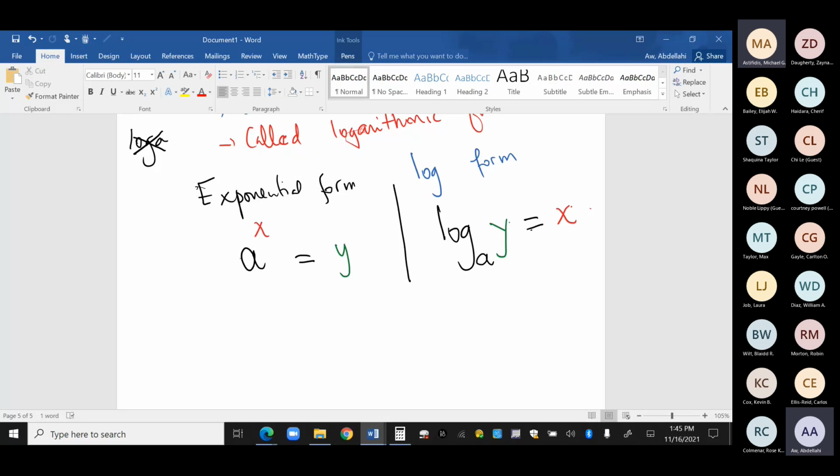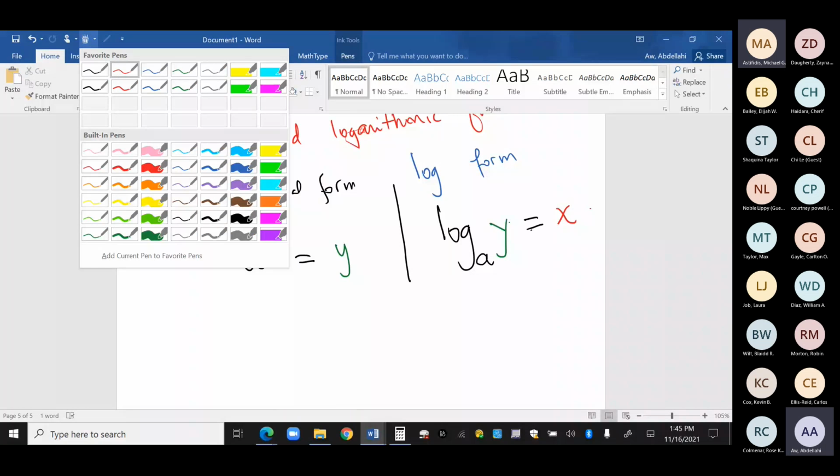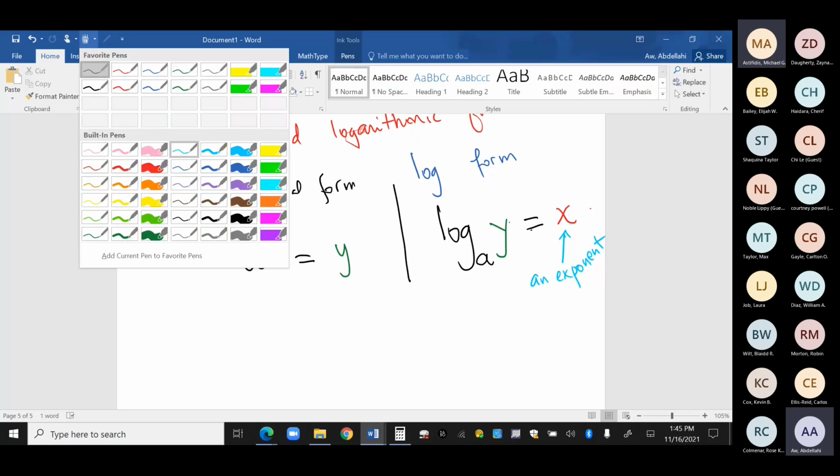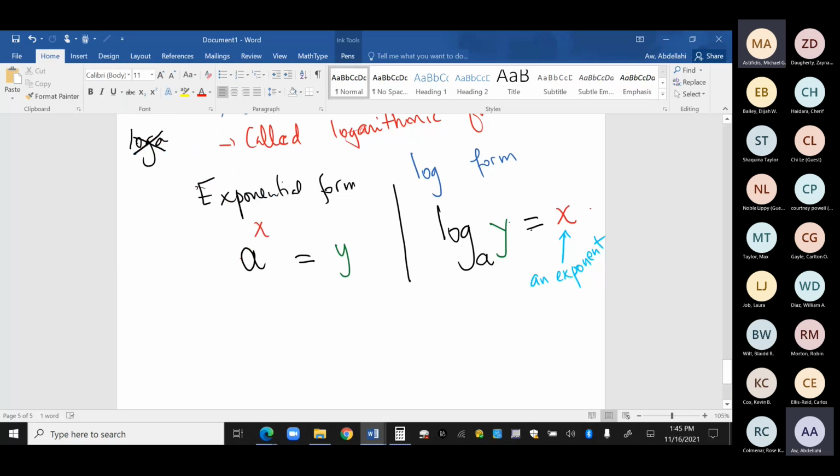So basically, the log form is a way to express the exponent. The outcome for the log is always an exponent. That is very important. The outcome for a log is always an exponent. All right, so now from here, we're going to learn this very important skill, how we go from one form to the other form.